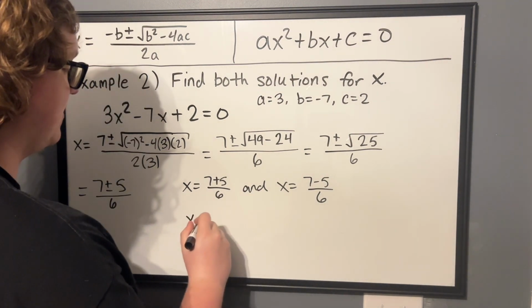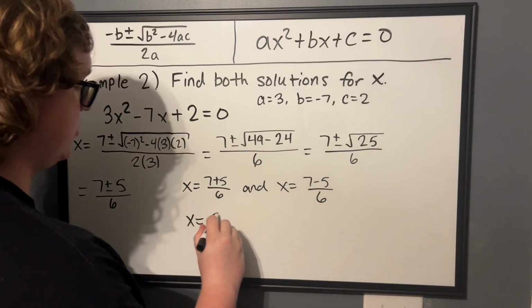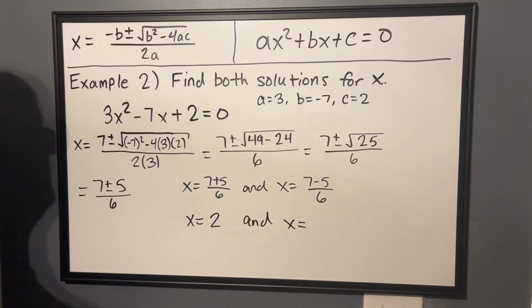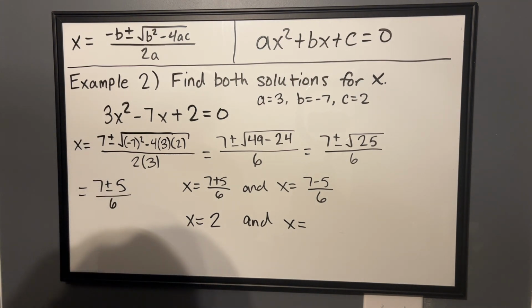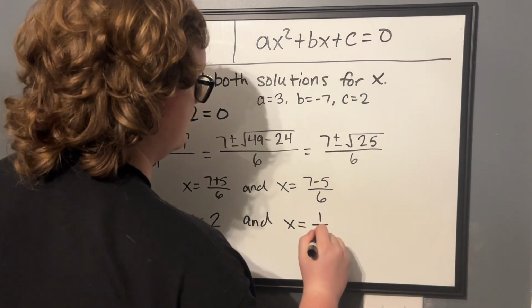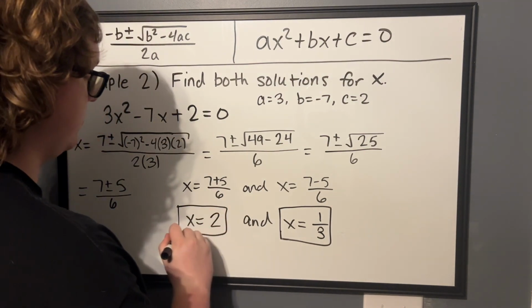So x is equal to 7 plus 5, which is 12, and 12 divided by 6 is 2. And then we have x is equal to 7 minus 5. 7 minus 5 is 2 divided by 6. Well, we can actually simplify that to 1/3. So 2/6 or 1/3 will work here. And again, these are our two solutions.